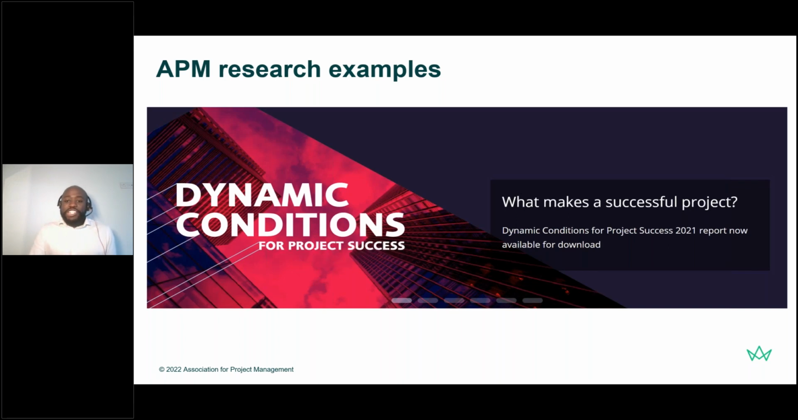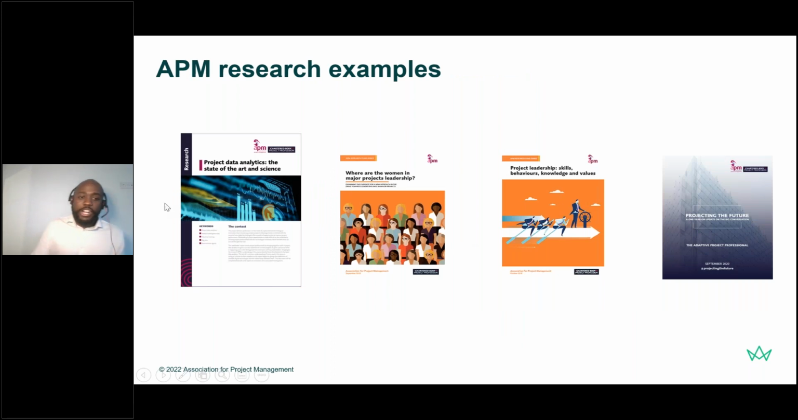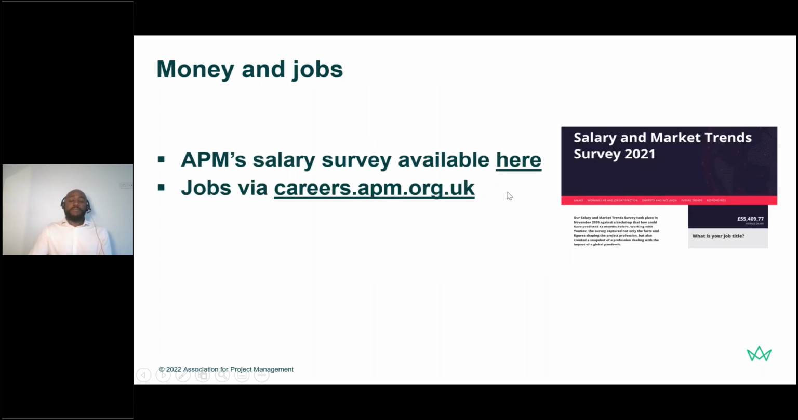We also publish research, so if your uni is involved in APM research, you can be a part of that. We also have SIGs as well. The SIGs are also a large part of the research, so here we have different SIGs that are available where you can do research with them and have your name published on research as well. So here are some publications we've had recently on why projects fail, women in project management, and different behaviors needed in project management.